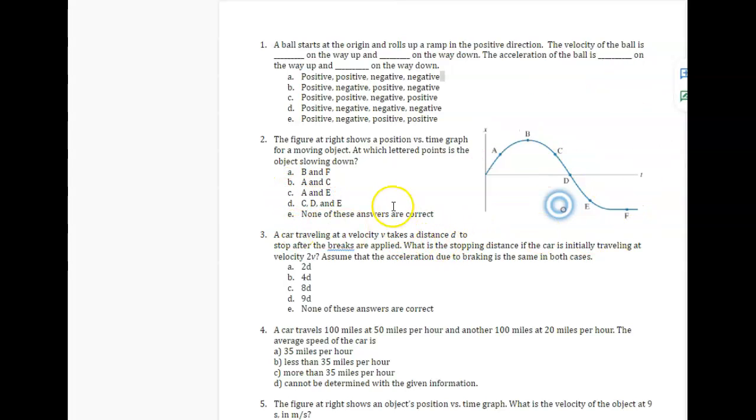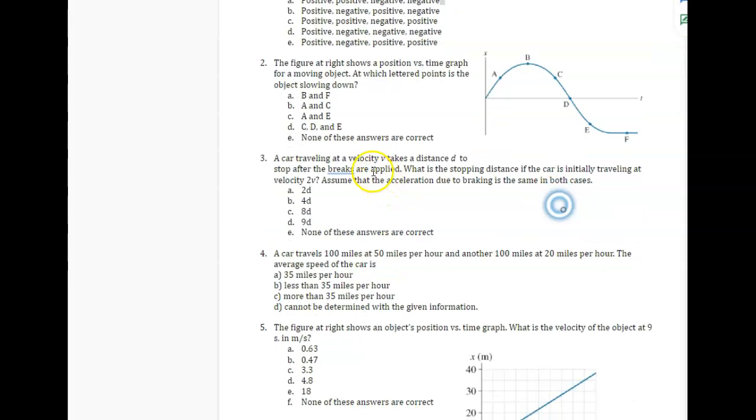All right, going on here, let's look at number 3. A car traveling at a velocity v takes distance d to stop after the brakes are applied. What is the stopping distance if the car initially travels at velocity 2v? So we're saying here, if you go twice as fast, what's going to happen?